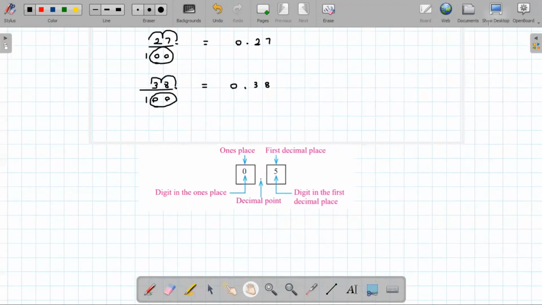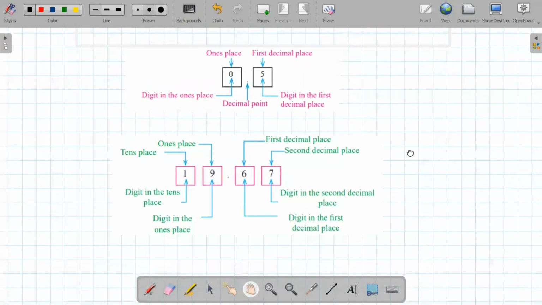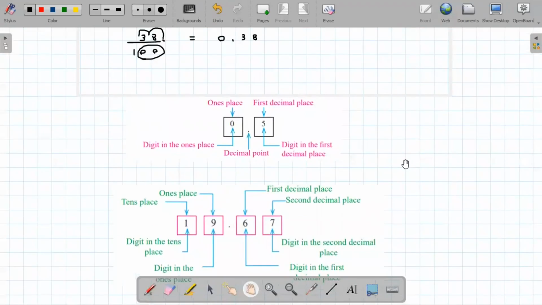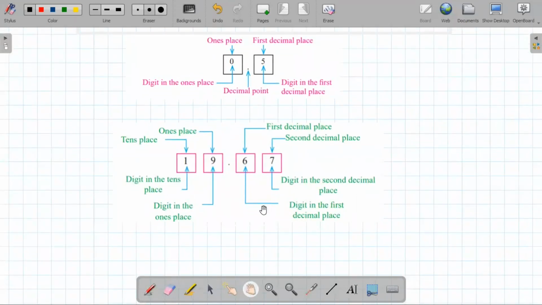Likewise, I will take another example. The decimal point is here, right? First decimal place, the digit is 6. Second decimal place, the digit is 7, right? So ones place, the digit is 9. Tens place, the digit is what? 1, right? So likewise, we can consider the digit in the relevant place, right?